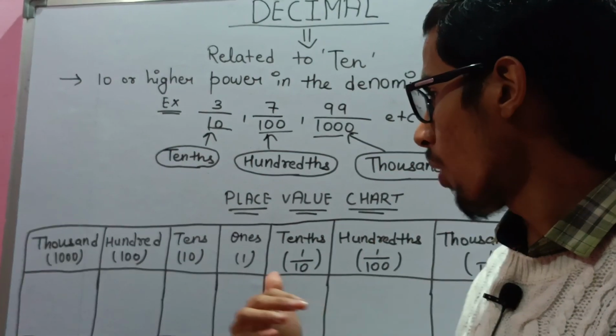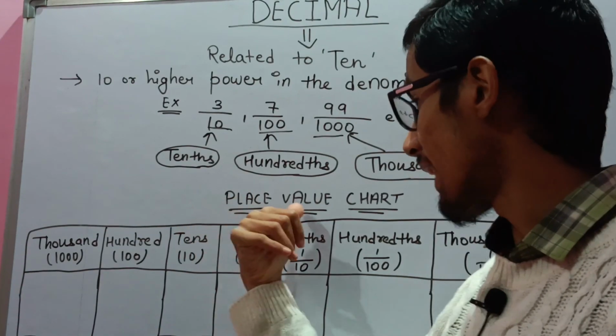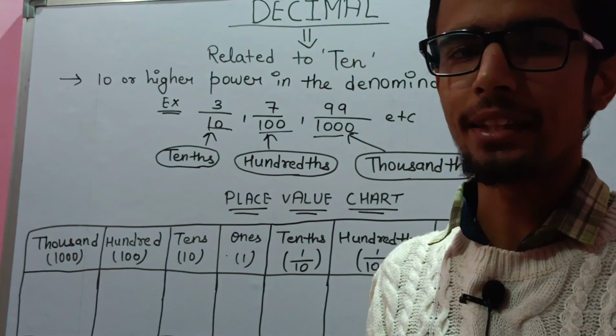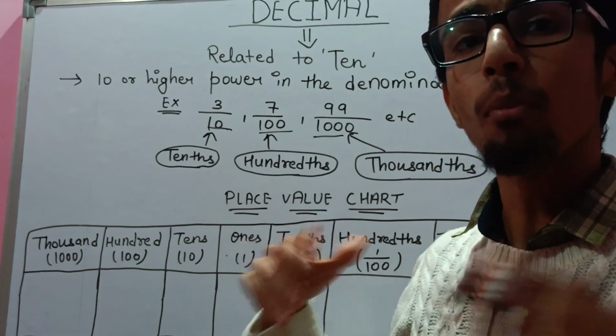So let's move on to the next topic, which is the place value chart. What is a place value chart? Before explaining this briefly, let me give you some more examples.